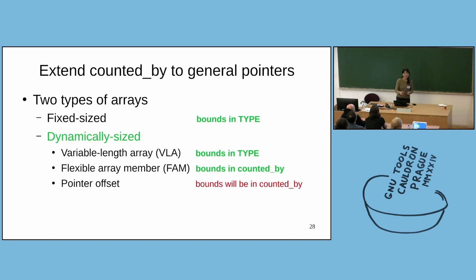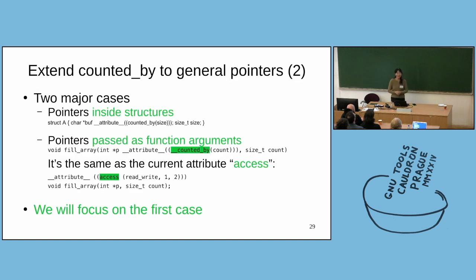For the motivation, all the arrays we can classify into two: fixed size and dynamic size. Dynamic size has variable length array, flexible array member, and general pointer. For fixed size and variable length array, the bounds are all in their type. For flexible array member, we just add the attribute counted_by, so the size is in the attribute. But for pointers, there are quite a few pointer arrays, and right now there is no way to specify the size. So our next item is to try to extend counted_by to general pointers.